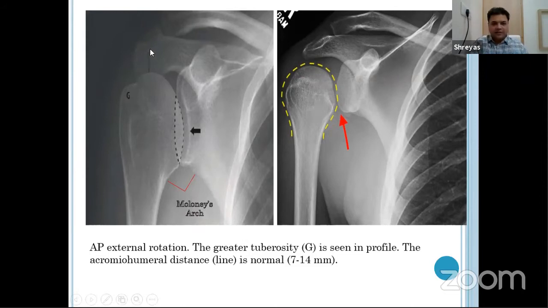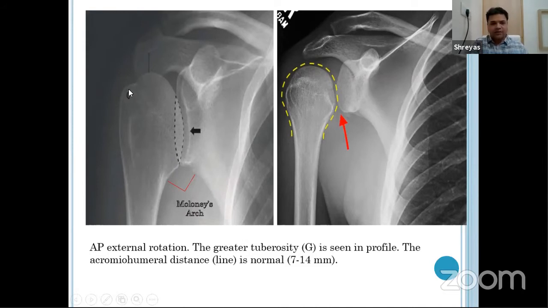Then there is the acromiohumeral distance. Normally, this distance is around 7 to 14 mm. But if this distance is less than 7 mm, then one can suspect proximal humeral migration. Also, Maloney's arch corresponds to Shenton's line of the hip. Some studies say that Maloney's arch is also a sensitive indicator, even more sensitive than the acromiohumeral distance, to visualize proximal migration of the humerus.